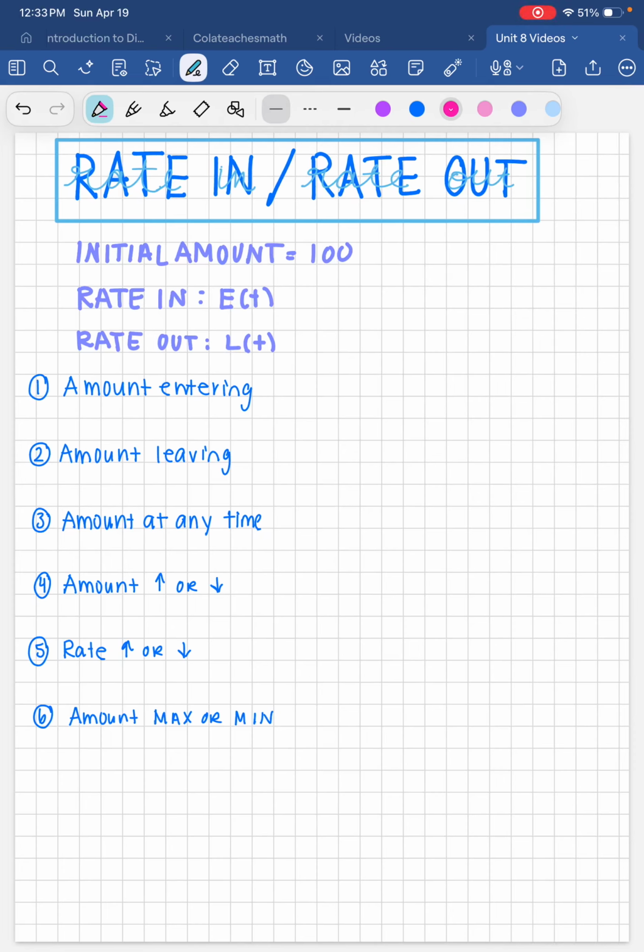I love a good rate in, rate out problem. My kids, maybe you'll agree with me or disagree. We're just going to go over in general how I attack these questions. I think this is a really good thing to memorize for the AP in 3 weeks.